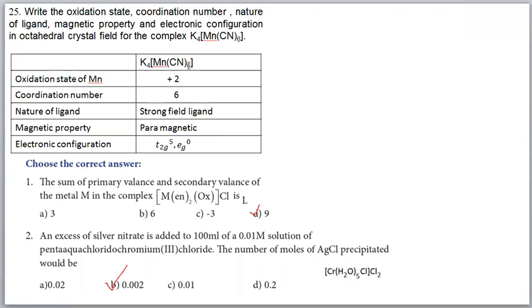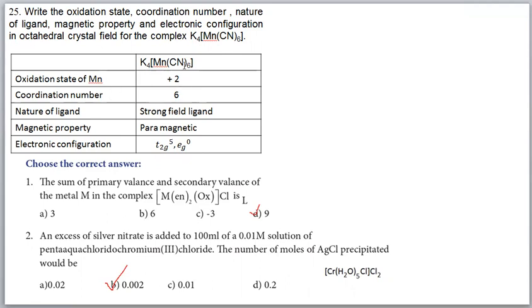Here K4[Mn(CN)6], oxidation state of Mn, manganese. The first one, oxidation state. See, potassium charge is +1, 4 potassium is there, so +4. Mn is unknown, say x. CN is -1, here 6 CN, so minus 6. So we'll get +4 - 6 + x equal to 0. So +4 - 6 is minus 2, so x minus 2 equal to 0, x equal to plus 2.